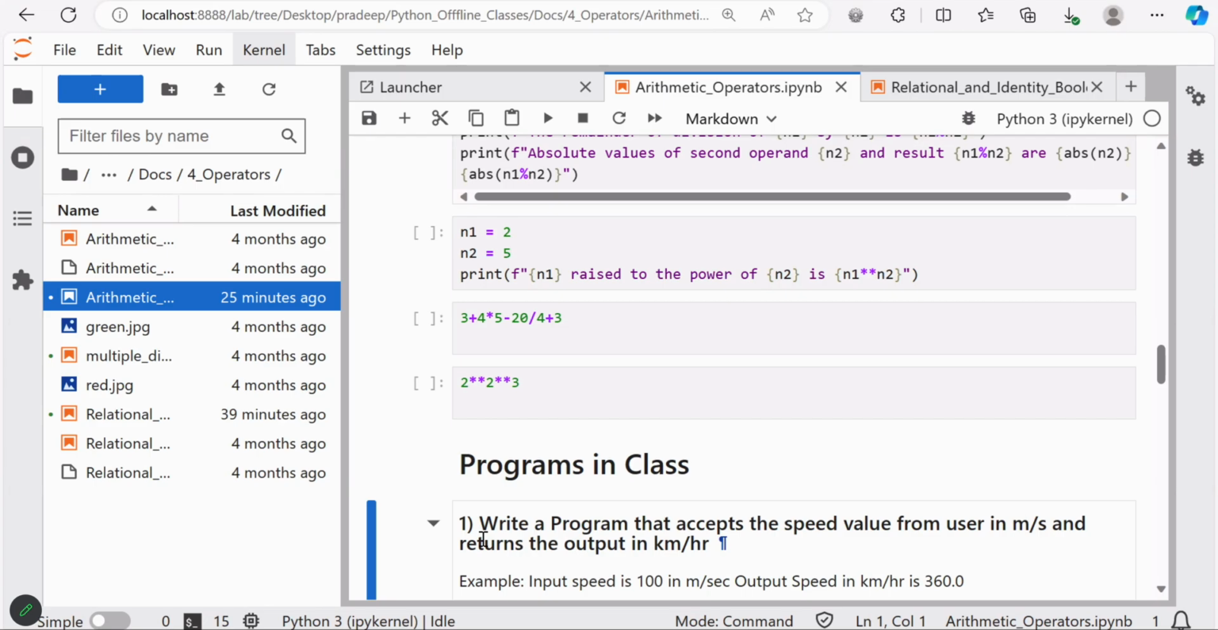Maximum 5 minutes. First, go to Google, search meters per second to kilometers per hour, see how to convert, then apply the arithmetic operation. 1 kilometer is 1000 meters, and 1 hour is 60 minutes, so 1000 divided by 60, like this. The expectation is any value I give in meters per second, your program should return the kilometers per hour value.